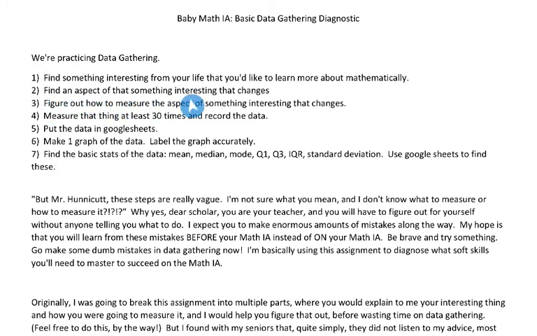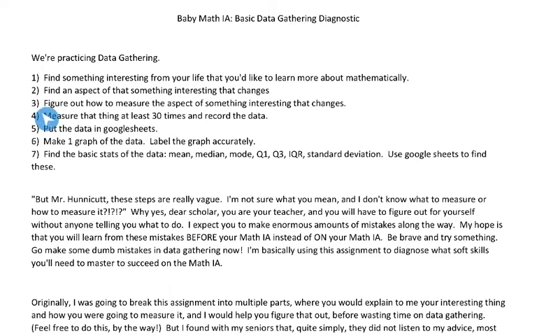You need to find an aspect of that something interesting that changes. All right? Something that's different. This is another thing that I found scholars can struggle with. I had one senior that spent, and I could tell, hours upon hours upon hours, but she didn't find something that changes, and so basically her data was a boring flat line that didn't do anything interesting. And then she had a really hard time figuring out why her data was like that. Well, because you had to find something that changes. We're studying variables, things that vary, things that change.